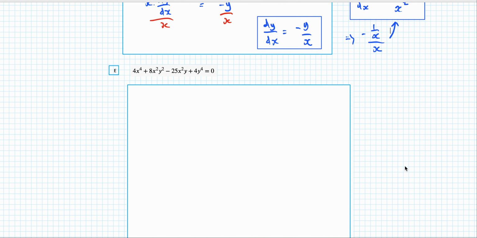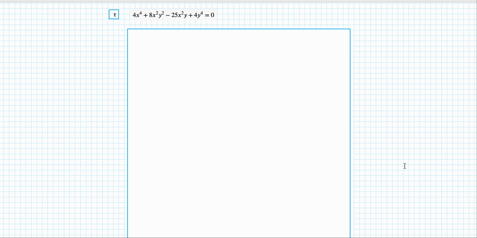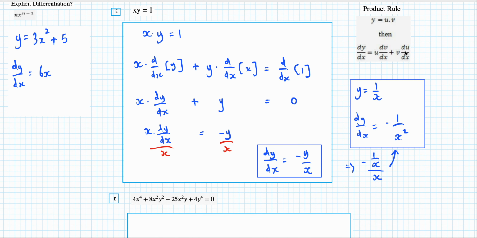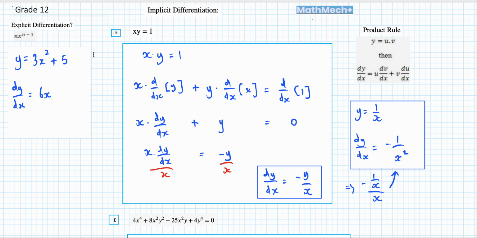And we're going to do this question in the next video. It has nothing new, so you can do it yourself now if you want. It has the product rule you might see in a couple of cases, and otherwise you just do it as normally as an explicit function.